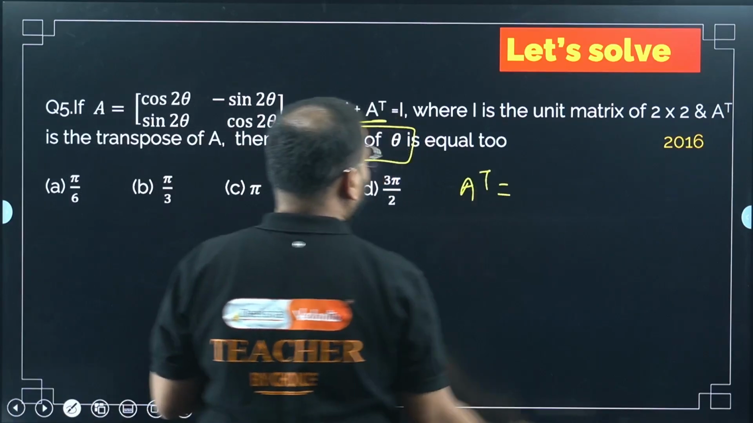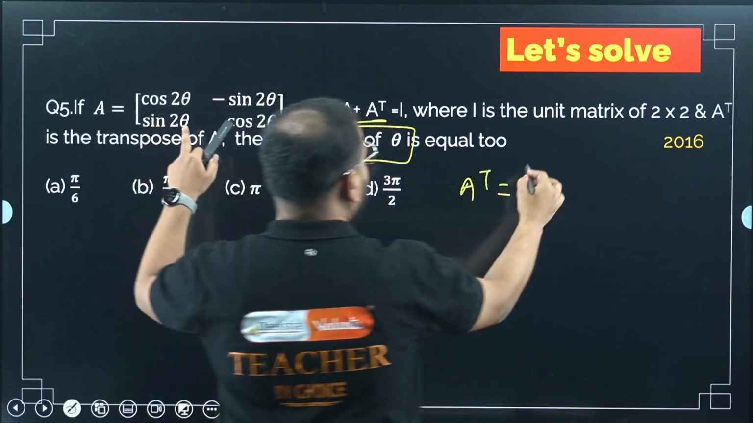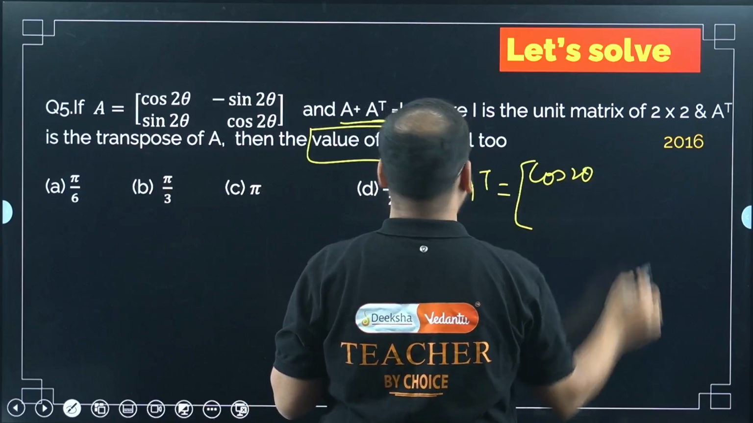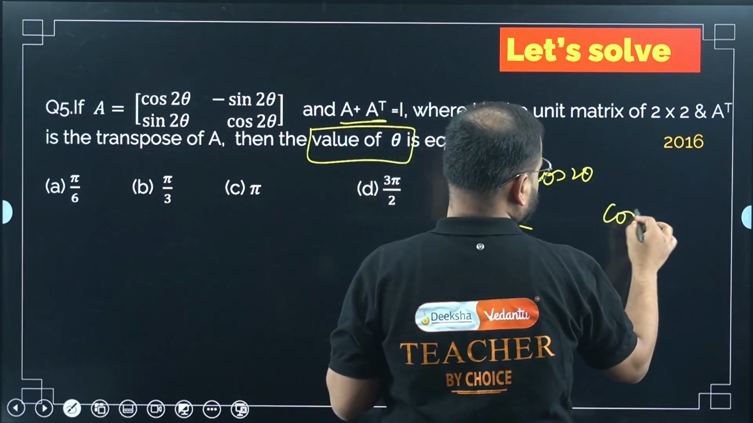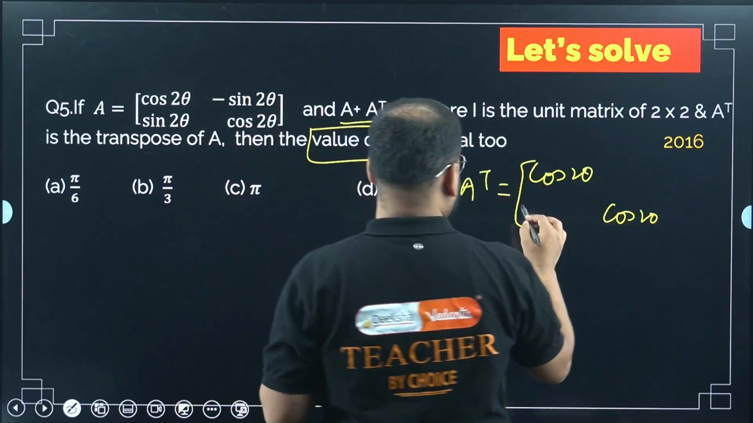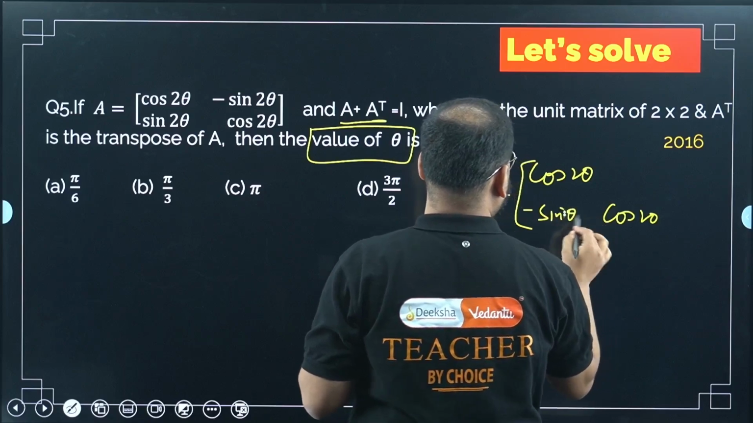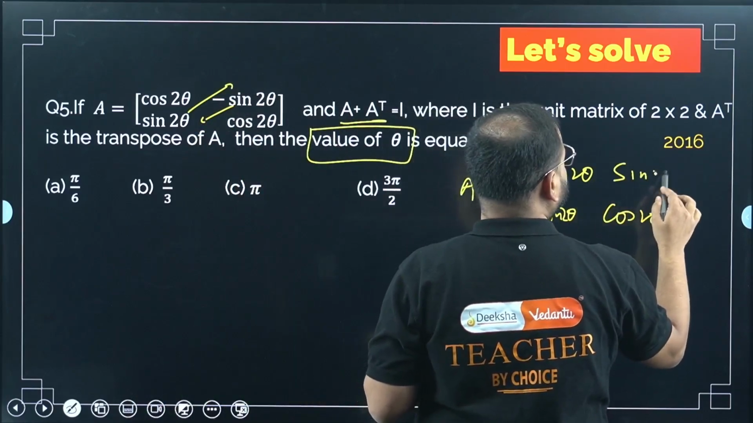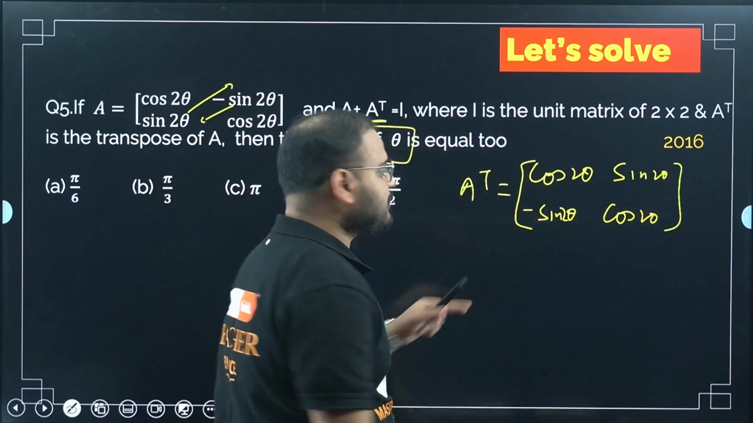A transpose will be what? Please check here. The diagonal will remain the same. You know this, right? This will come here, transpose, and this will go up. This will be sine 2 theta. Simple, right? That is A transpose.